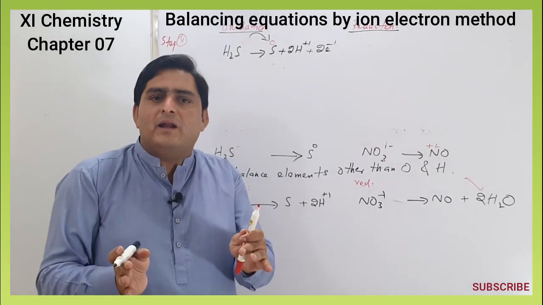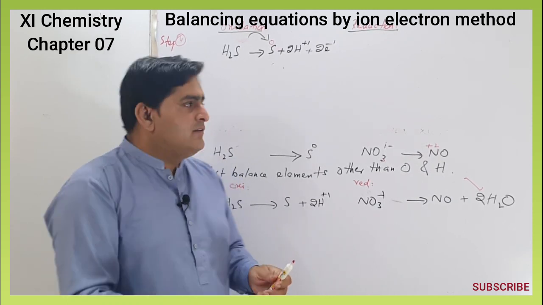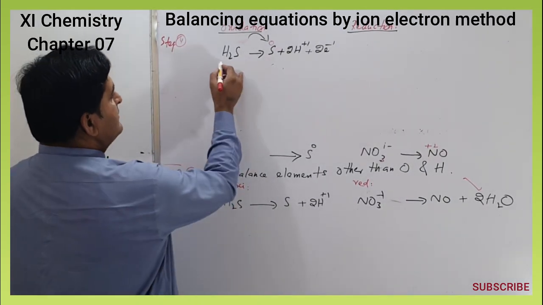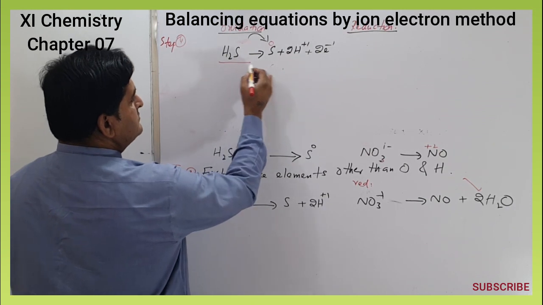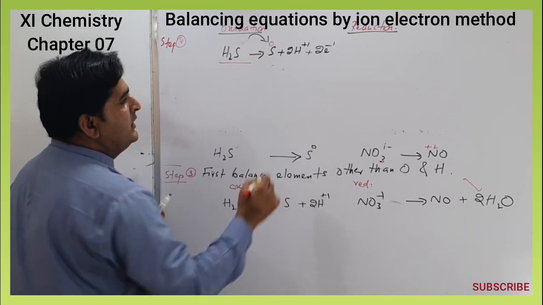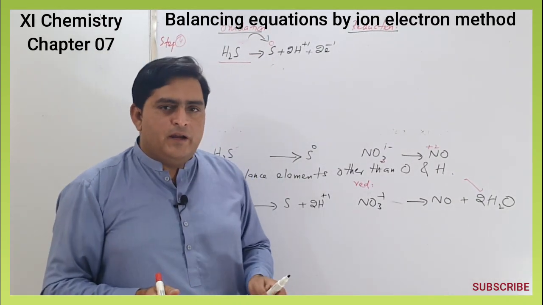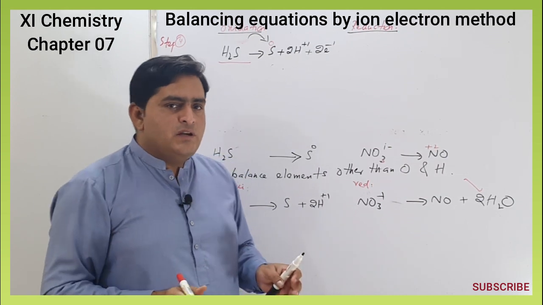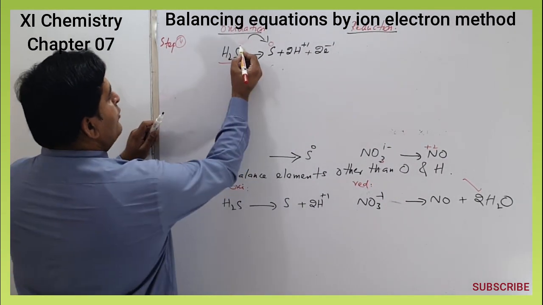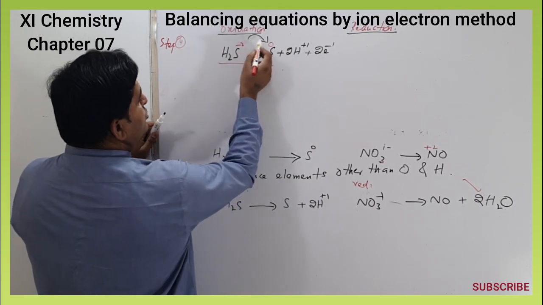So electrons are added at the side which has excessive positive charge. Here there was no positive charge. Here there were 2 positive charges. For 2 positive charges, we added 2 electrons. The number of electrons to be added at the positive side depends upon the change in oxidation number. So how? The oxidation number of sulfur has been changed from -2 to 0.